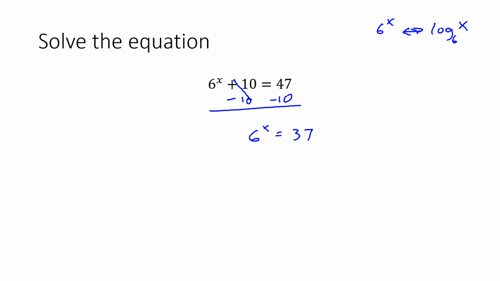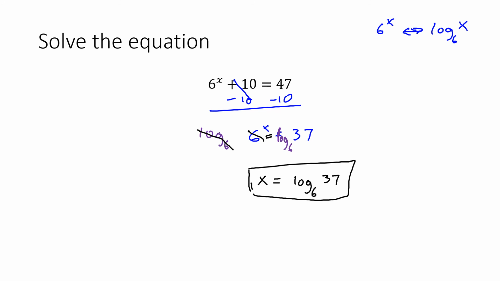So we're going to apply a logarithm on both sides. We're going to say log base 6 on this side, and we're also going to do log base 6 on that side as well. We know that the log base 6 and the base 6 cancel each other out. We just have x on the left. Log base 6 of 37 is a decimal value, but for now, we're just going to leave that as our answer.